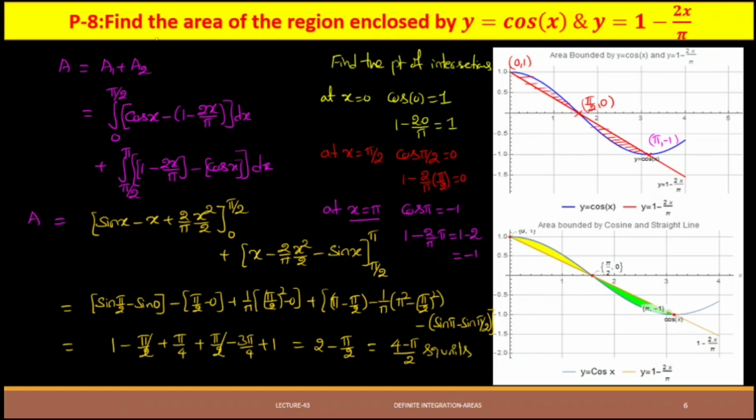So the required area A is equal to 4 minus pi by 2 square units. I hope you have understood this problem.